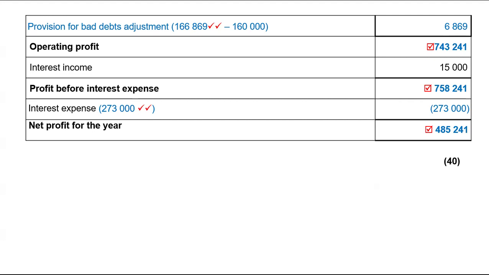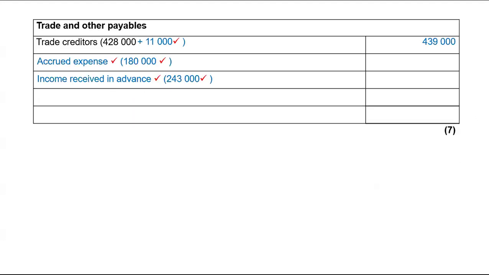We have already done trade and other receivables. Let's go to trade and other payables. Add them up, and that's what you will get, 862,000. And that is it with respect to this specific question. I still have more.